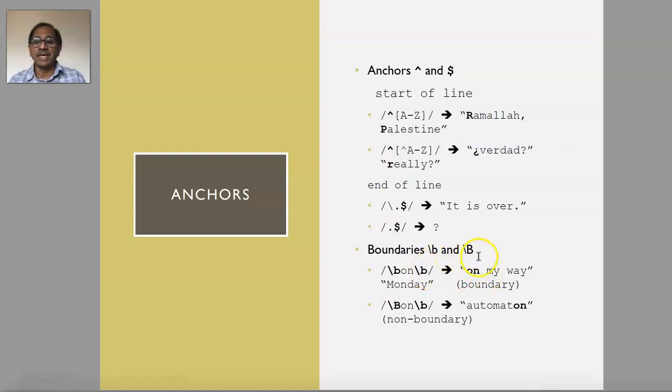But if I use a capital B, it shows non-boundary. So you can see capital B here, so non-boundary, but there's a boundary. So it matches with automaton or automation, on. Before on you have t, and after on there's nothing. So slash capital B, that's why it's not a boundary. Small b later, so it is a boundary. So anchors are special characters which indicate the position in the string, beginning, end, or between boundaries.